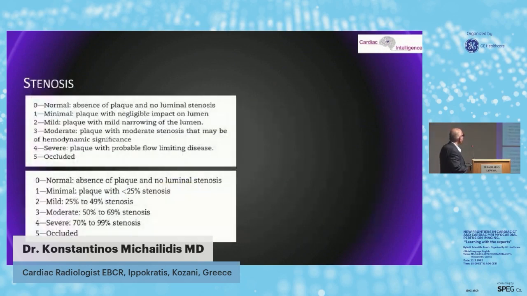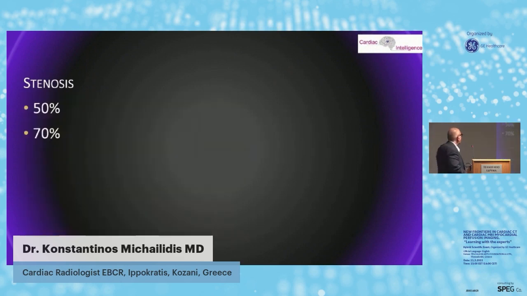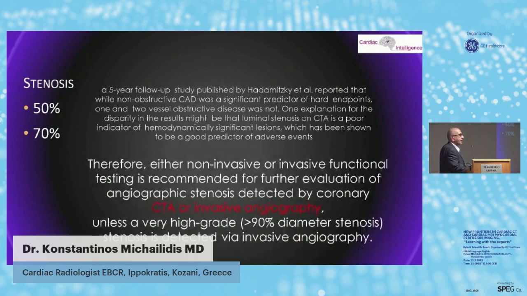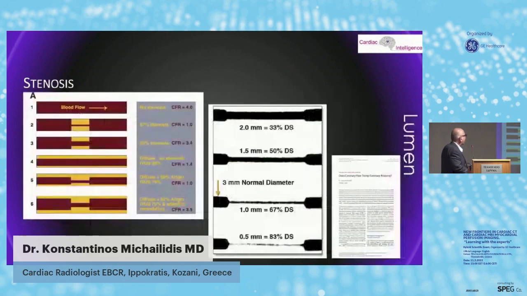In the past, we used to use these tables to grade the stenosis. In the guidelines on chronic coronary artery disease, it was mentioned that it is not 50 or 70%, it's 50 to 90% where we cannot predict the hemodynamic importance of a plaque. So we need the functional tests. If we have a diameter stenosis of 50 to 90%, then we need the functional test. Unless we have a very high, more than 90% stenosis, then we will need interventional coronary angiography.